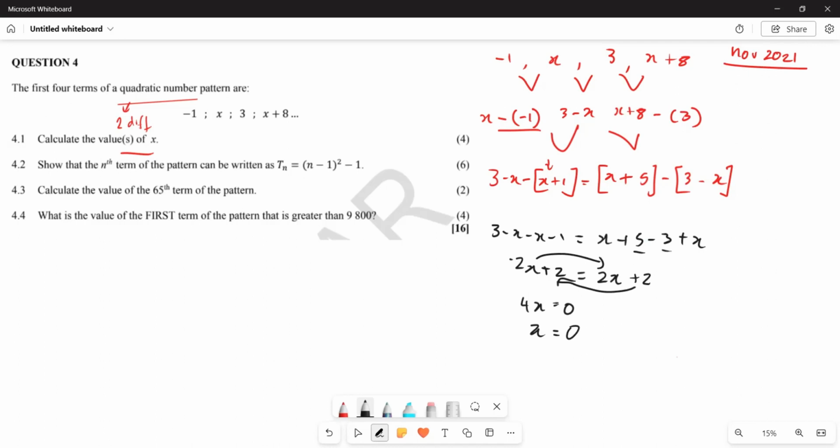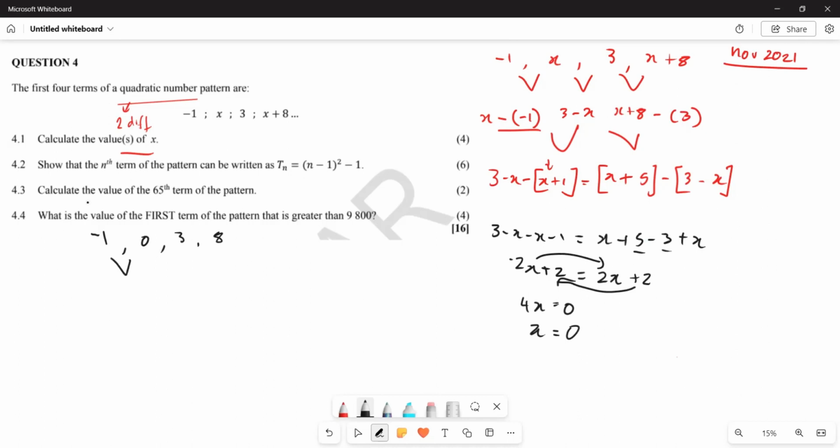Now, when you go to the second one, they say show that the nth term of these can be written in terms of that. Now, let's see. So for us to determine the nth term, this is what you are going to do. Let's come back to the equation. The equation is same as what? -1. Your x, you've already found that it is 0. Then this is going to be same as your 3. Then this other one is going to be 0 plus 8, which is same as 8.